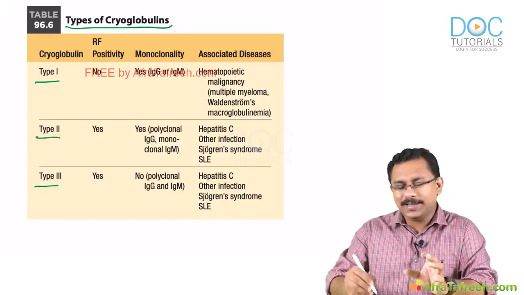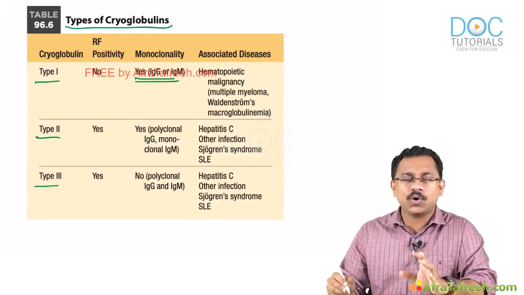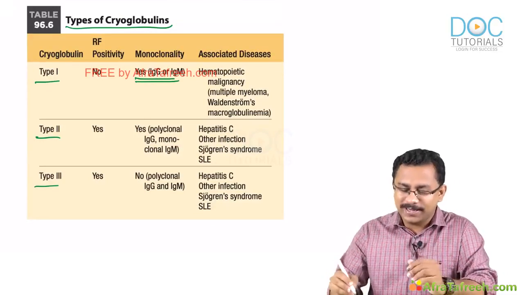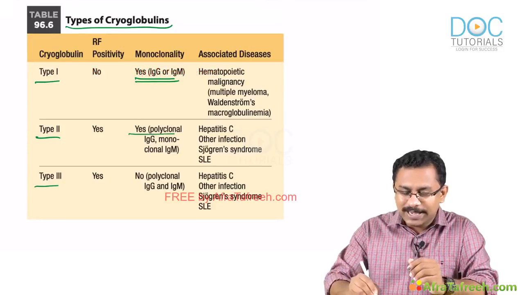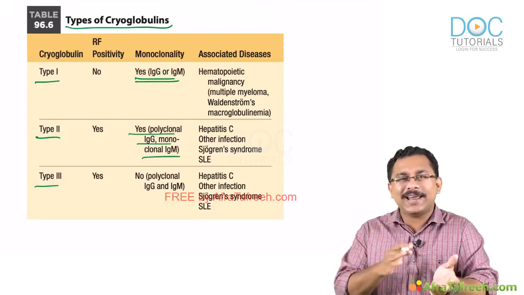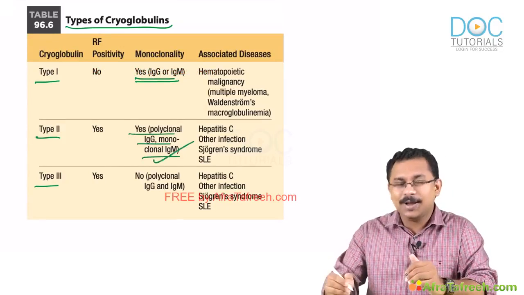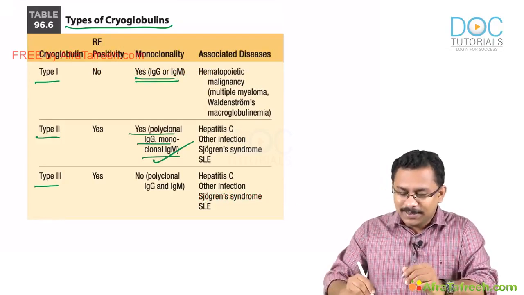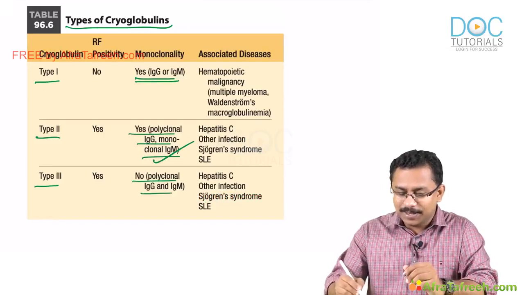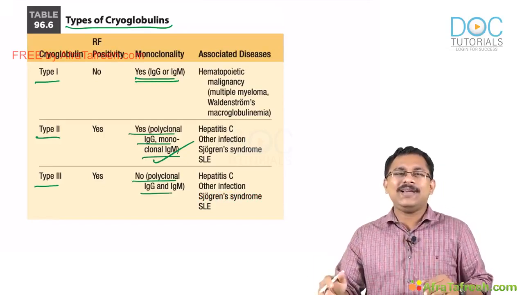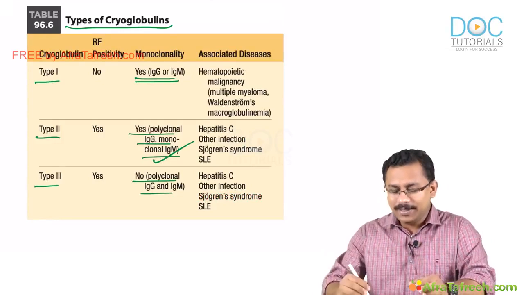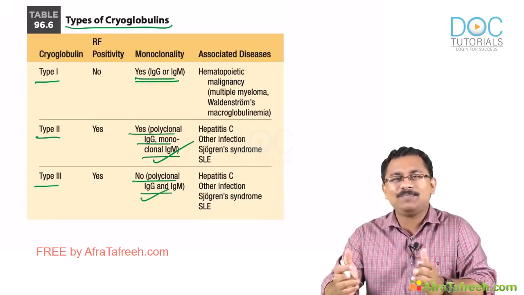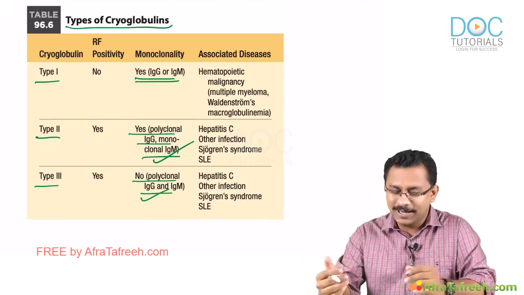So it's very simple. Type 1 is predominantly monoclonal, so it's either IgG or IgM monoclonal antibodies. Type 2 has both monoclonal and polyclonal antibodies: you have polyclonal IgG and monoclonal IgM. Type 3 is predominantly polyclonal, IgG as well as IgM. So 1 is monoclonal, 2 is monoclonal and polyclonal, 3 is polyclonal.